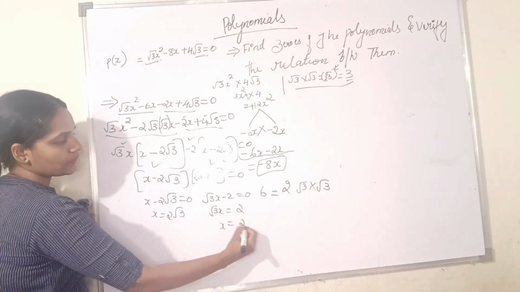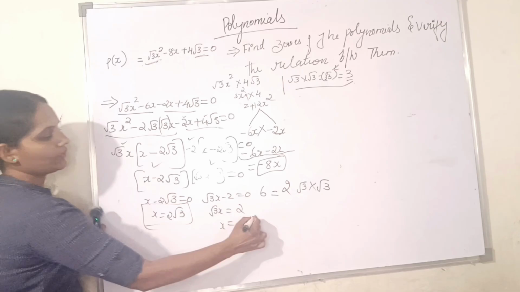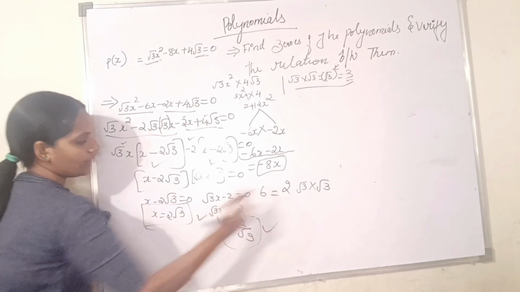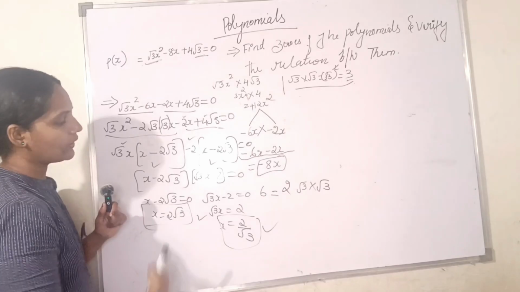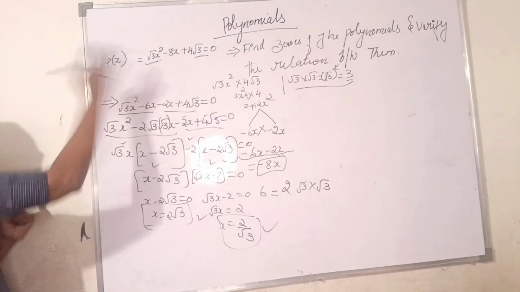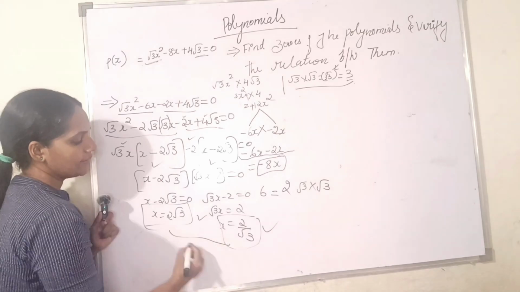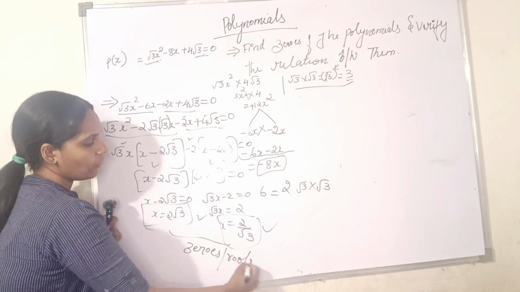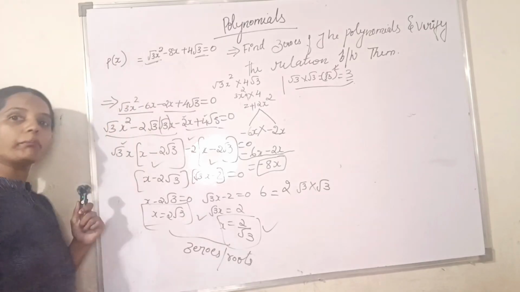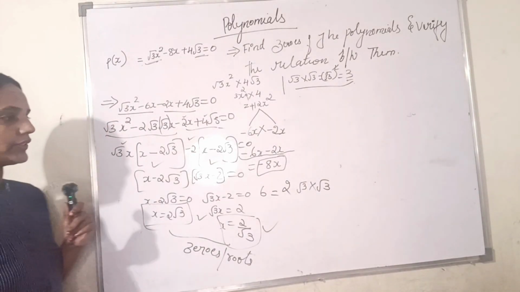So x is equal to 2 by root 3. Here x equals 2 root 3. So these are the two values of x you got. These values are also called the roots of the given equation. They are also called zeros or roots of the given polynomial. Understood? So here the solving part is finished.